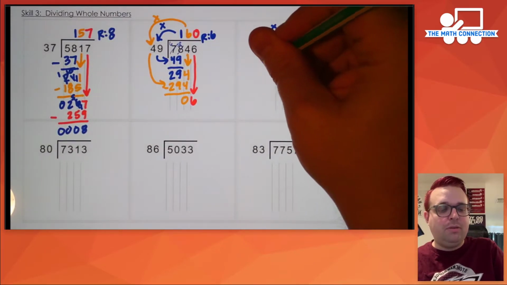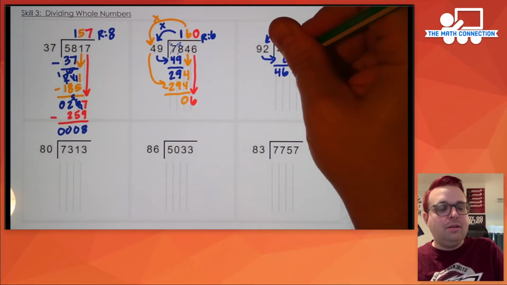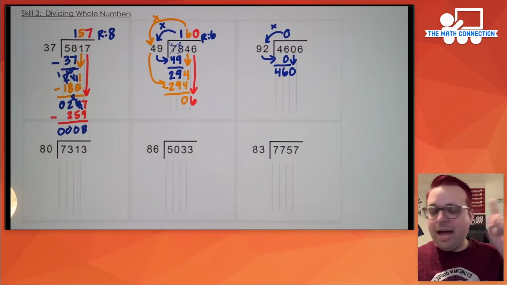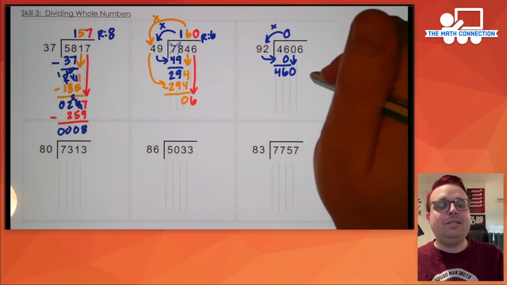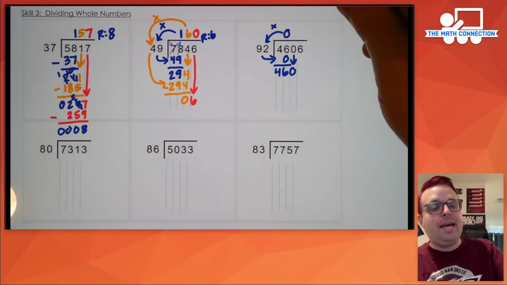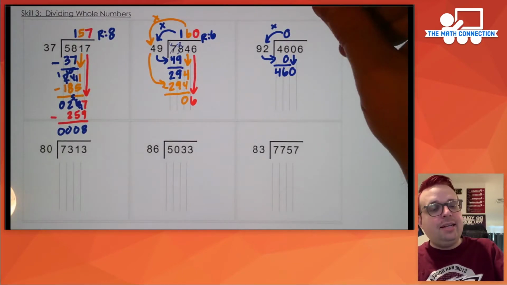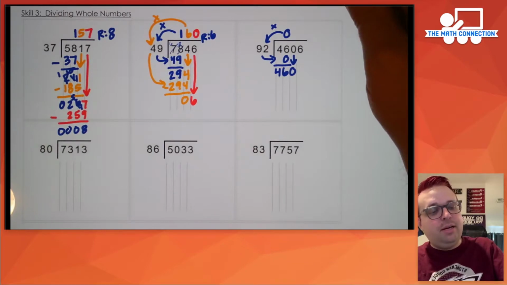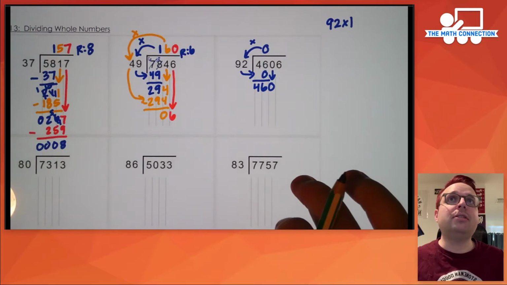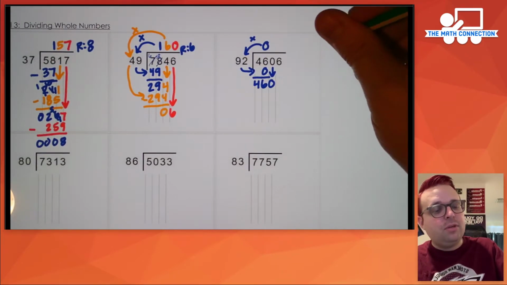So you're going to put the result right here, and then you pull down that result and bring down the next column. And now you need to figure out how many times does 92 go into 460. So you need to make a 92 times table. And in that 92 times table, it's going to be 92 times 1. I just want to make sure you can actually see that. You can. 92 times 1 is 92.